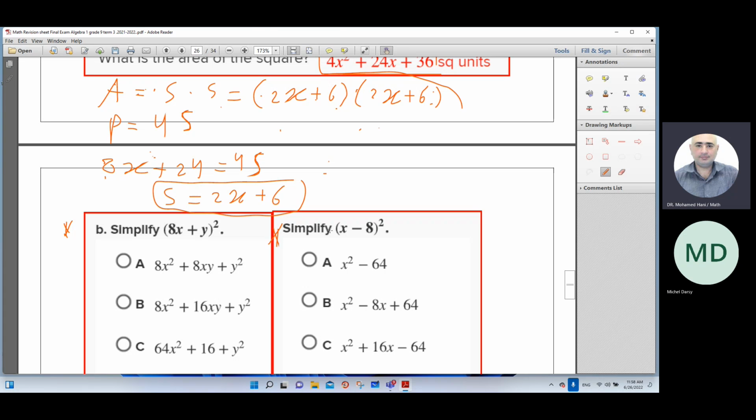Here directly we can use the rule when you have the square of the sum, the rule said a squared plus 2ab plus b squared. And if you have the square of the difference, a squared minus 2ab plus b squared.